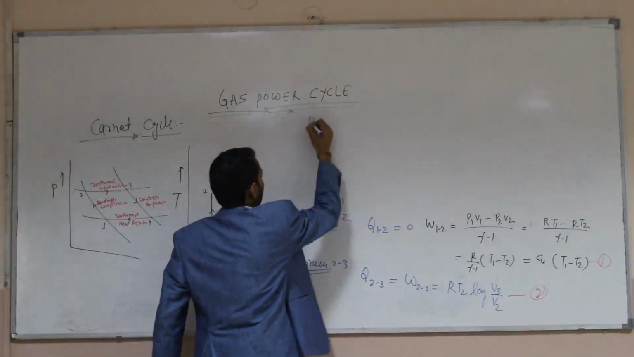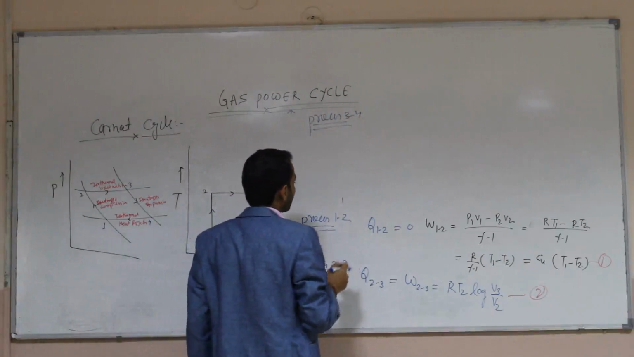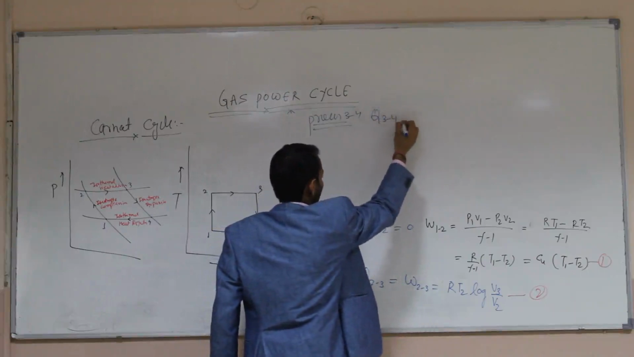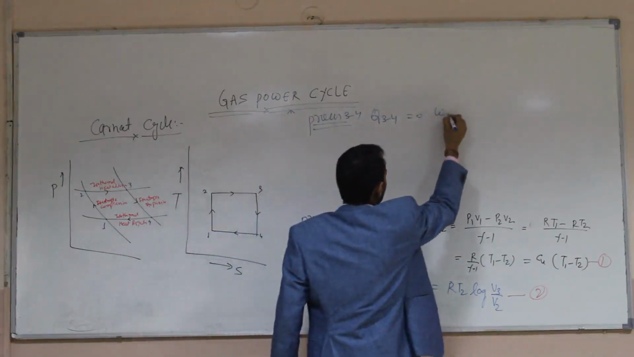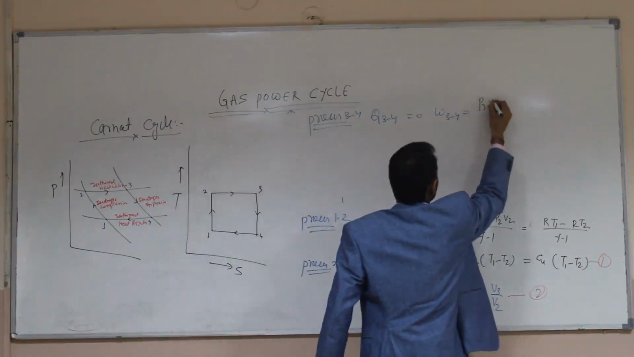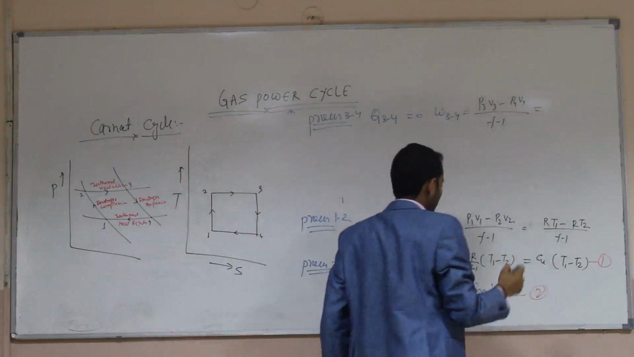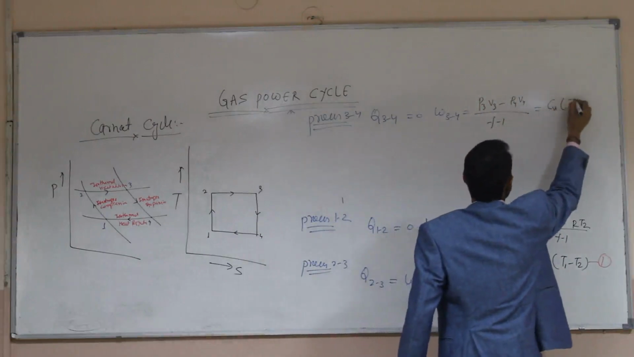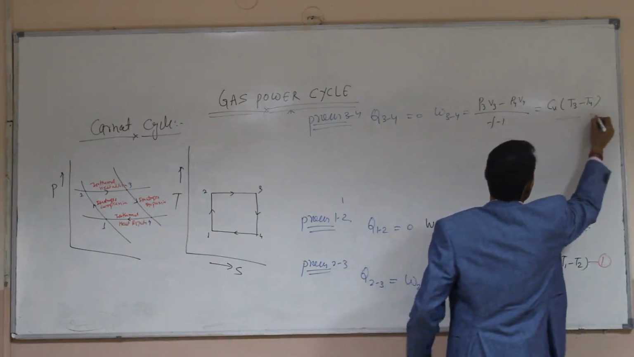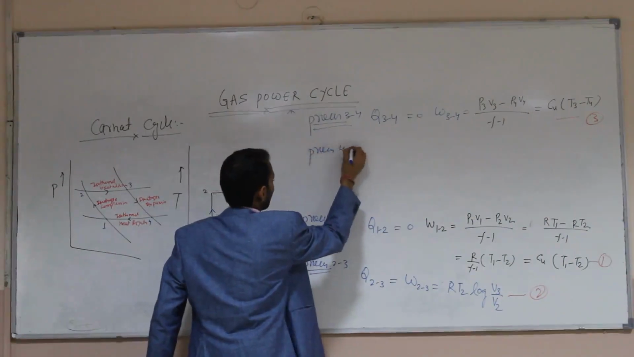Now process 3 to 4. What was that? Isentropic expansion process. So similarly, Q3 to 4 will be 0 and W3 to 4 is equal to (P3 V3 minus P4 V4) divided by (gamma minus 1). If we solve it, we will get Cv (T3 minus T4). This is equation number 3.